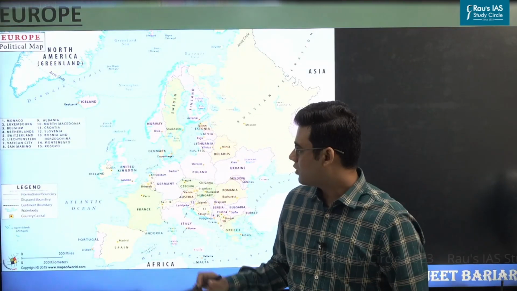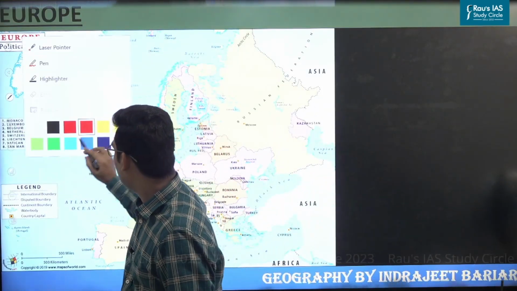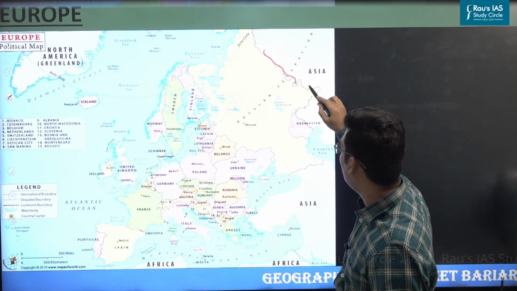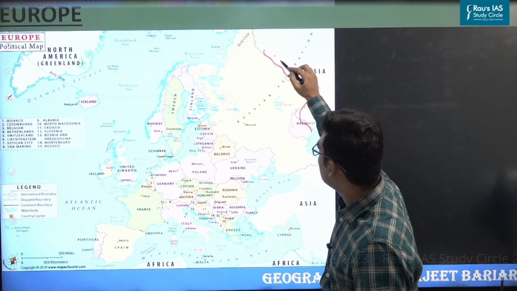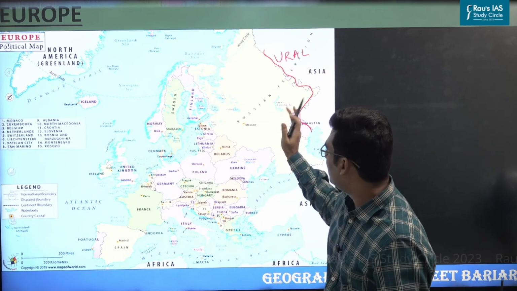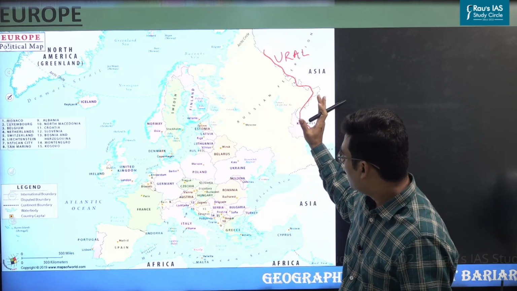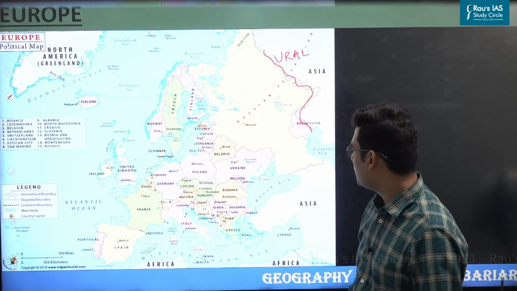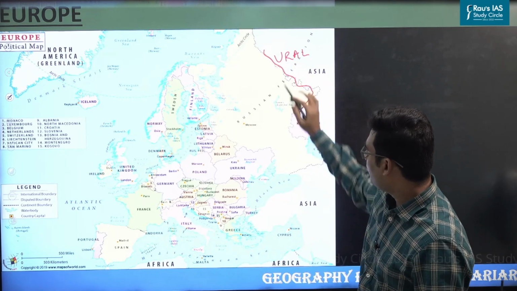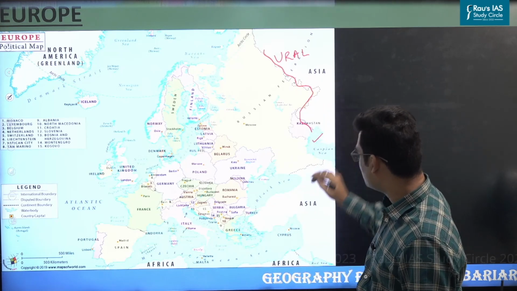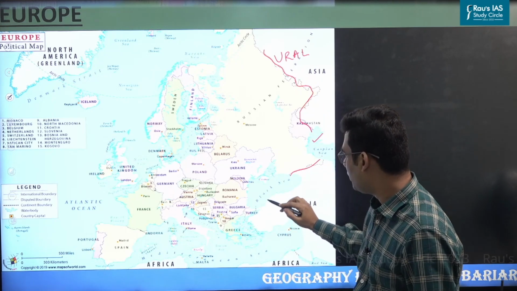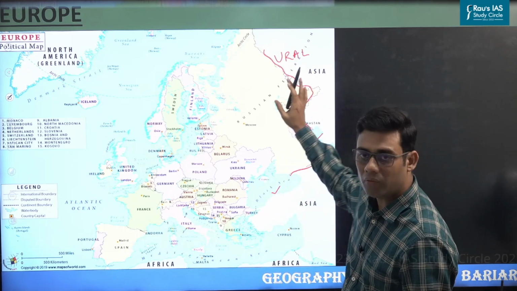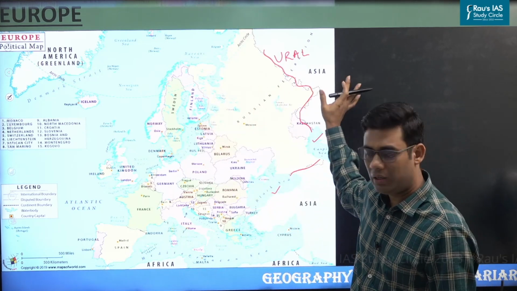So first, as a continent, Europe is separated in the east from Asia by the Ural Mountains. The Ural Mountains separate basically the European part of Russia from the Asian part of Russia. So on the eastern side we have Ural Mountains, Caspian Sea, Caucasus Mountains, Black Sea. These are the borders between the continent that is Europe and Asia.